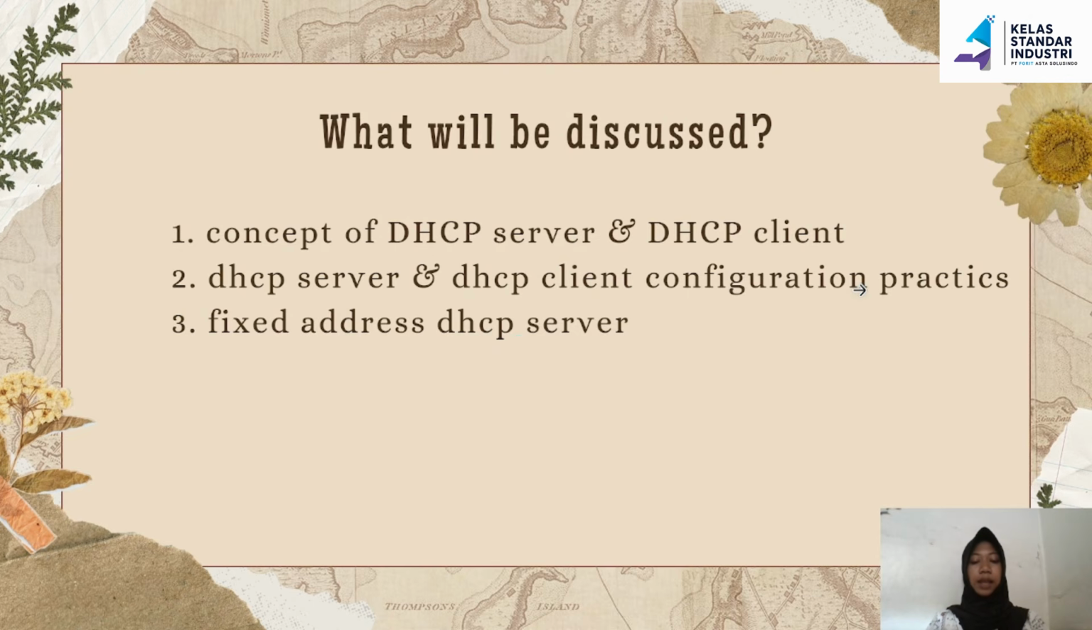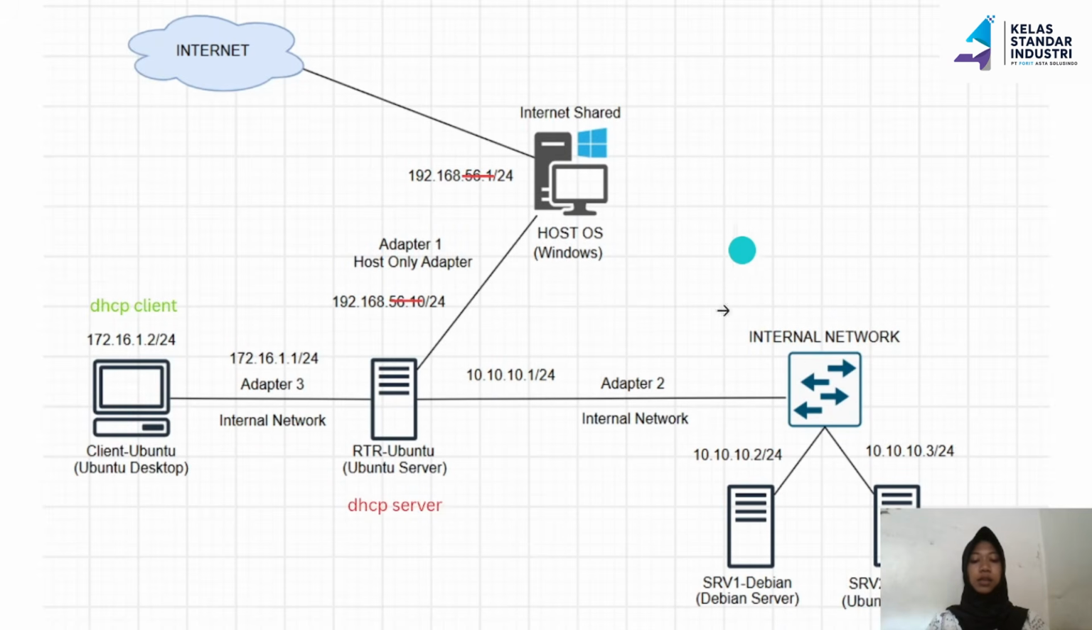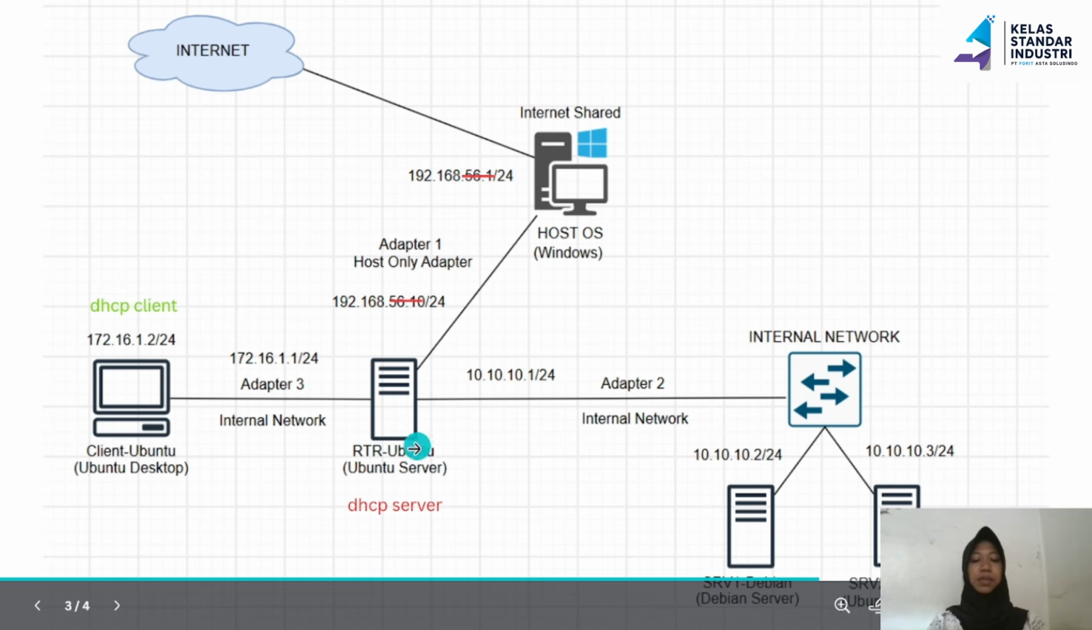Now let's move on to the first topic, which is the concept of DHCP server and DHCP client. DHCP stands for Dynamic Host Configuration Protocol. The task of a DHCP server is to give IP address automatically to client, and the task of DHCP client is to receive IP address automatically from the DHCP server.